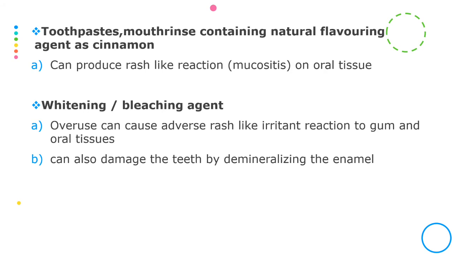Toothpaste and mouth rinse containing natural flavoring agents such as cinnamon can also produce rash-like reactions on the oral tissue. Whitening or bleaching agents, if overused, can cause an adverse rash-like irritant reaction to the gum and oral tissues. It can also damage the teeth by demineralizing the enamel.